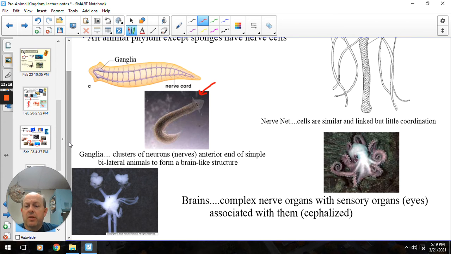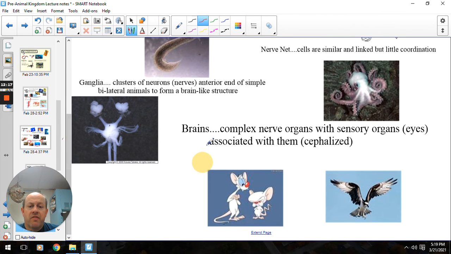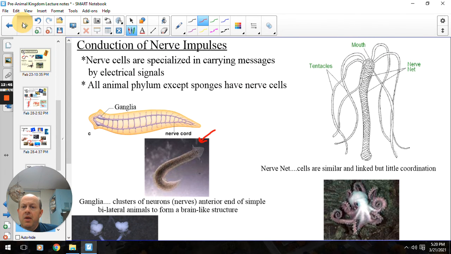But then as we get even a little bit more complex, we would have actual brains. These would be complex nerve organs with the sensory organs closely by them. And that's what we call being cephalized. So if you have a distinct head-like region, like Pinky and the Brain here, then you would be cephalized. In fact, we even call this class of mollusks the cephalopods because they actually have a distinct head-like region. So that's our nervous system.